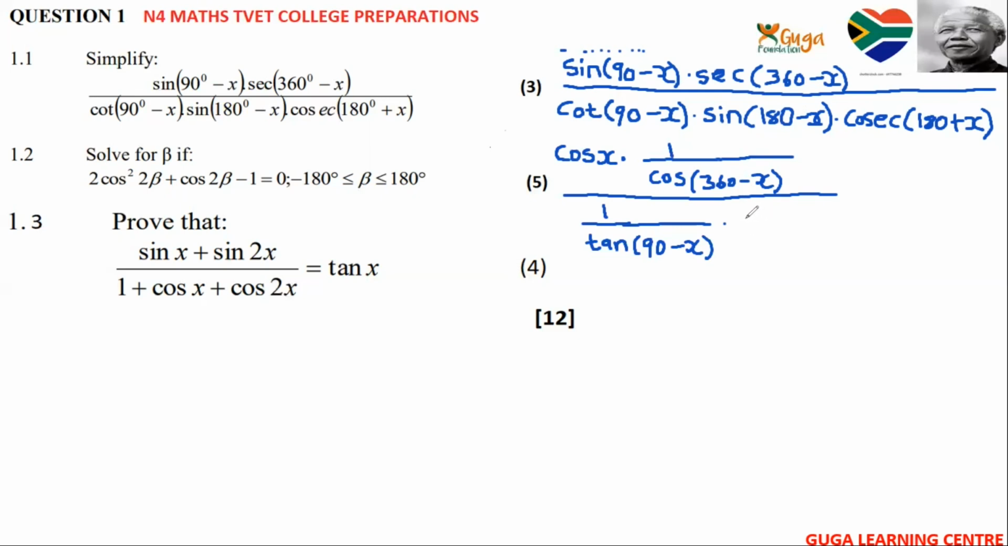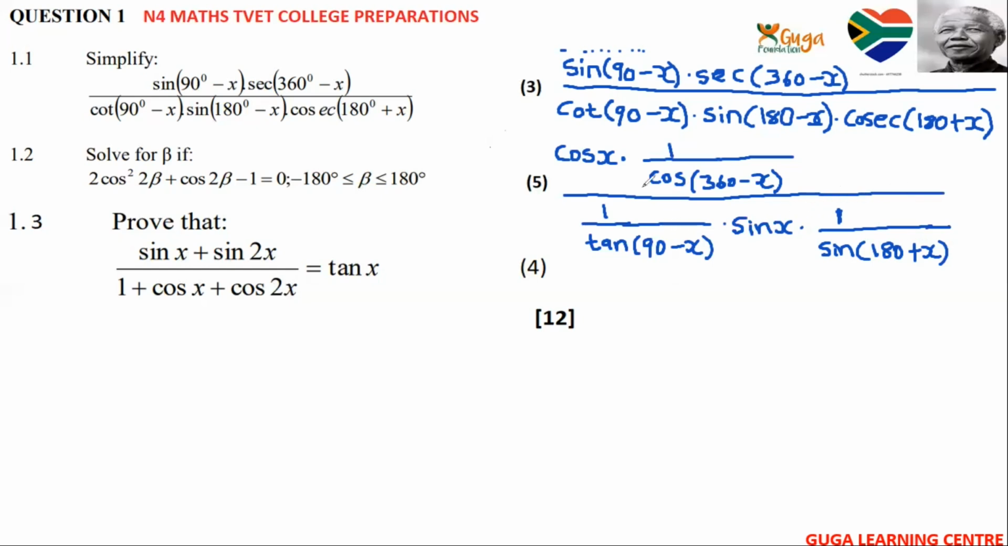So you will multiply by sine x here. The cosec is also a reciprocal, so you know that you're going to have 1/sine of 180 plus x, right?